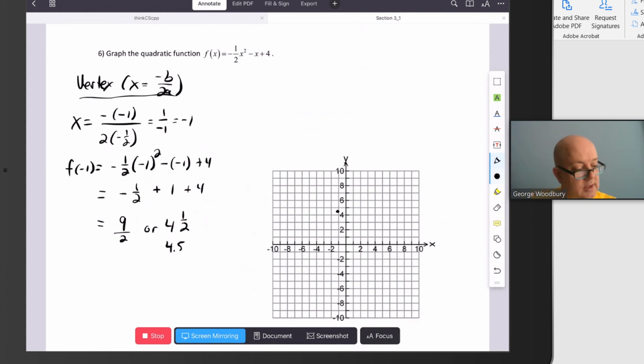Because a is negative, that means that the parabola opens downward. Going downward from there, we do cross the x-axis. So the next thing we'll do is find the x-intercepts.